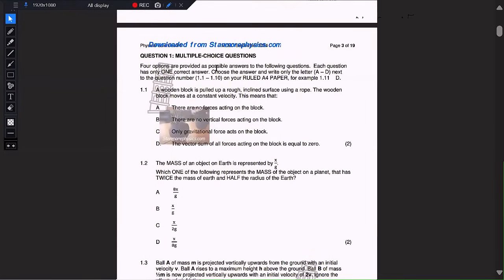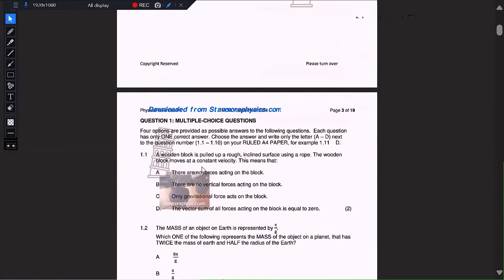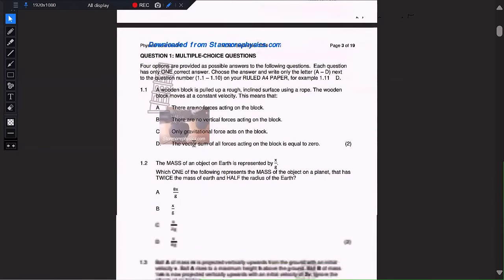4 options are provided as possible answers to the following questions. Each question has only one correct answer. Choose the answer and write only the letter A to D next to the question number 1.1 to 1.10 on your ruled A4 paper, for example, 1.11 D, right? So if you feel your option to 1.1, for example, is A, then you can just select A.